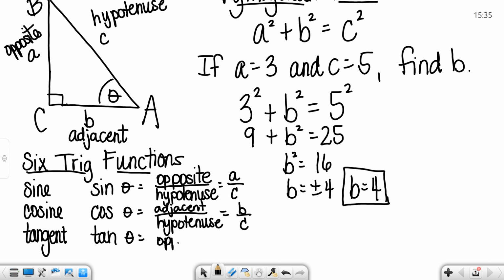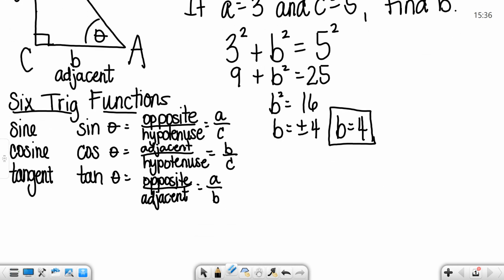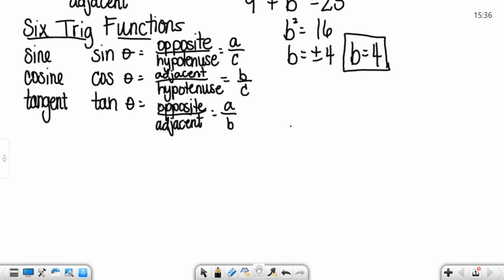And then tangent is the opposite side over the adjacent side. I didn't spell that correctly. So our opposite side is A and our adjacent side is B. So that would be A over B. Now, I told you there were 6 trig functions. Okay. So the other 3 trig functions have names.